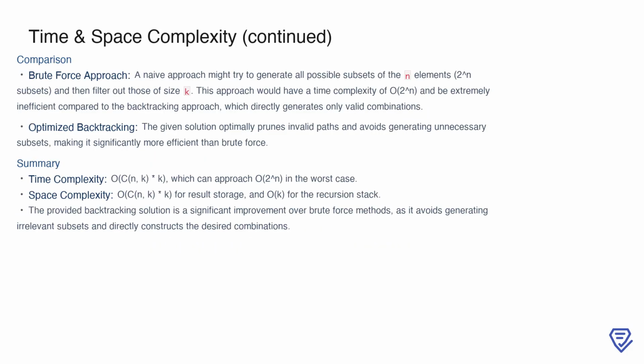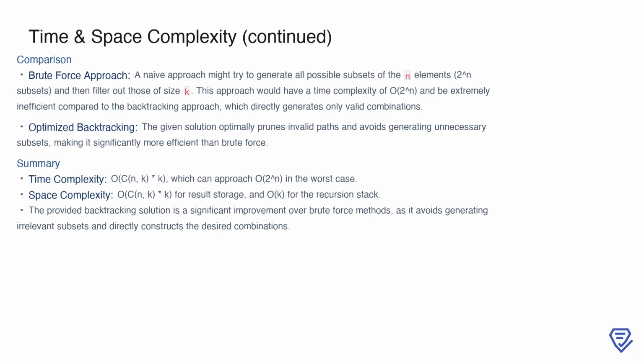When comparing this backtracking solution to a brute force approach, the difference in efficiency becomes clear. A naive method might attempt to generate all possible subsets of the n elements, there are 2 to the power of n subsets in total, and then filter out the ones of size k. This brute force strategy would lead to a time complexity of 2 to the power of n, which is highly inefficient. In contrast, the optimized backtracking approach directly generates only valid combinations, avoiding the overhead of creating and filtering unnecessary subsets. Furthermore, it prunes invalid paths early, which significantly reduces needless computation.